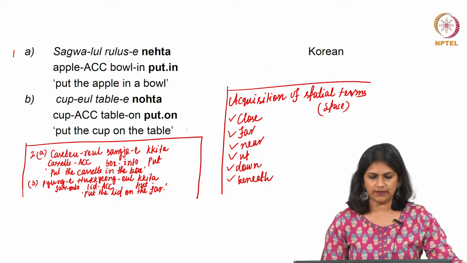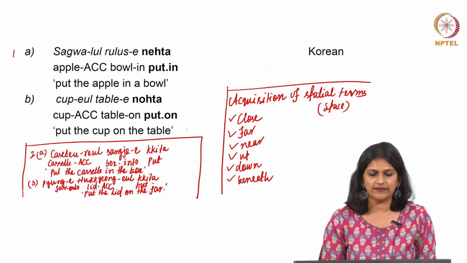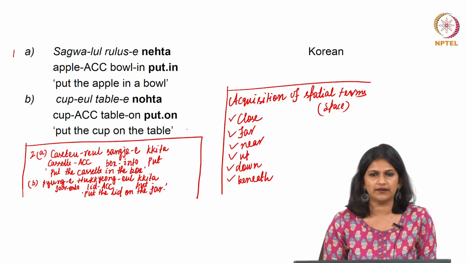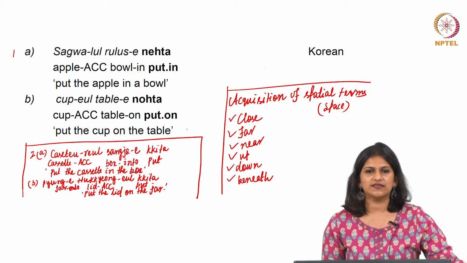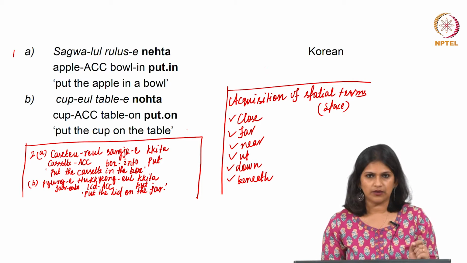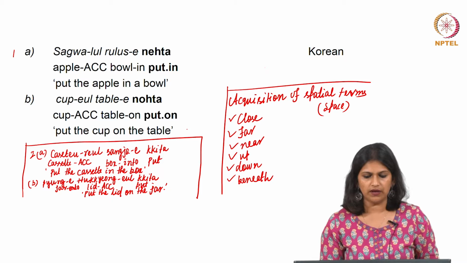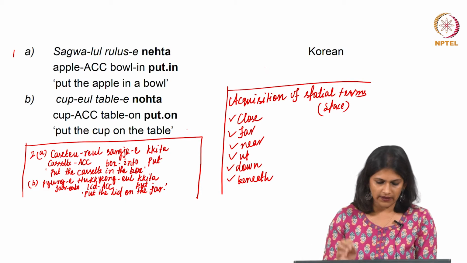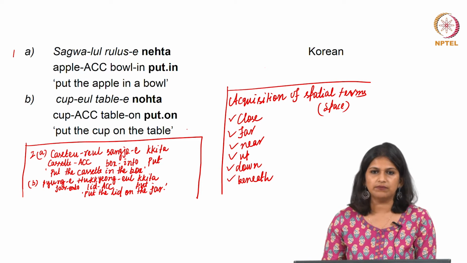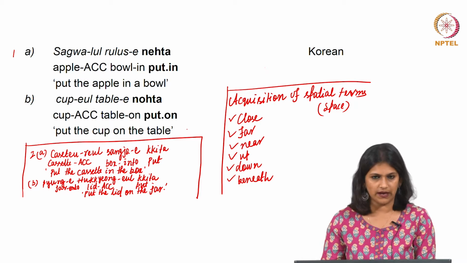I have not written it here, but maybe for your reference. The first set of data that we have seen so far in Korean shows not only a difference in the space indicating phrase, but also a difference in the usage of the verb. When you are putting the apple in the bowl, the verb is nehta, and when you are putting the cup on the table, the verb is nohta, right.